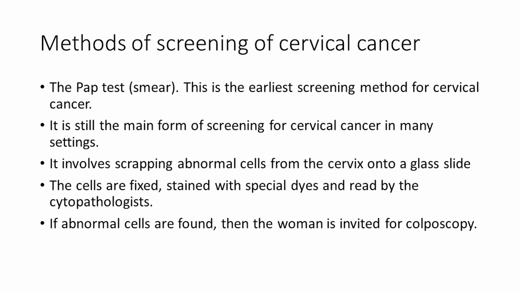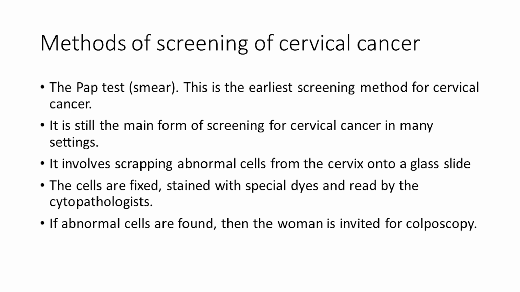Now, what are the methods of screening for cervical cancer? The Pap smear is the earliest screening method for cervical cancer. It is still the main form of screening for cervical cancer in many countries. It involves scraping the abnormal cells from the cervix. This is put onto a glass slide.